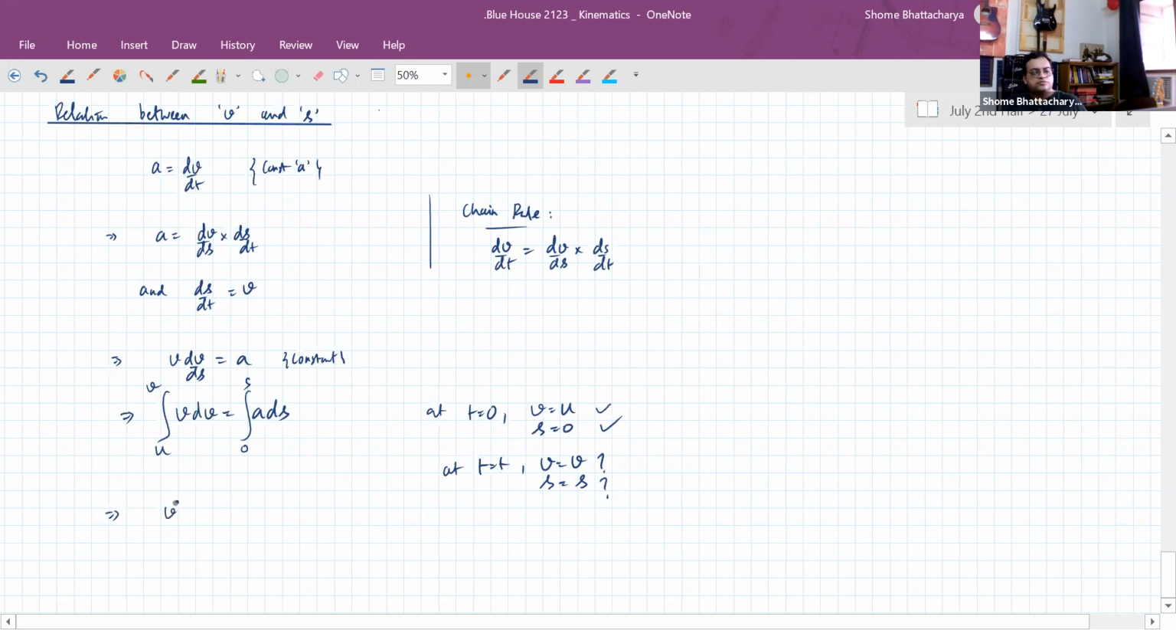So v square by 2 integrated from u to v will be on the other side a into s, because a is a constant, integrated from 0 to s. So v square by 2 minus u square by 2 will become a into s minus 0, which will give us the relation.